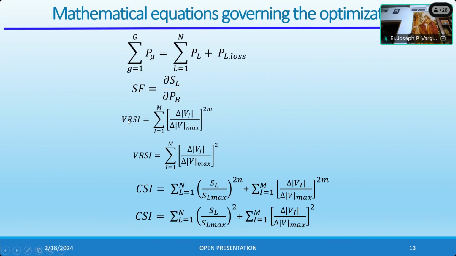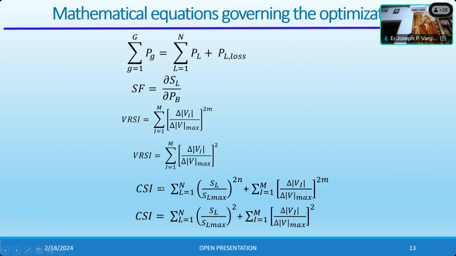Another term is the voltage related severity index. It is the change in voltage divided by the allowable range of voltage, raised to the power M. Also from the Allen Wood book, the optimal value of M is equal to 1. The equation of VRSI is the modulus of the change in voltage divided by the maximum voltage change, raised to M.